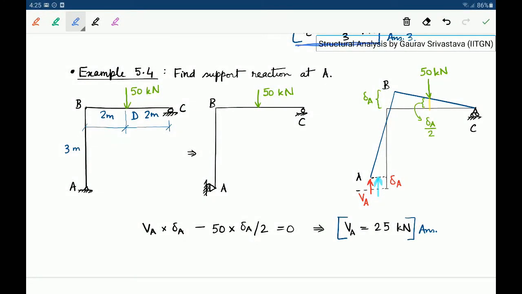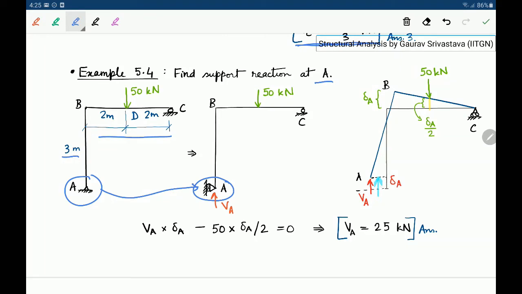Let's look at an example of a frame. So let's say this again simply supported sort of frame is given, where the column is of height 3 meters and beam is of length 4 meters, and there is a force of 50 kilonewton being applied, and we have to find support reaction at A. So this hinge we convert to a vertical roller. So we release movement in the vertical direction. So this will reveal the force VA, or the support reaction VA.